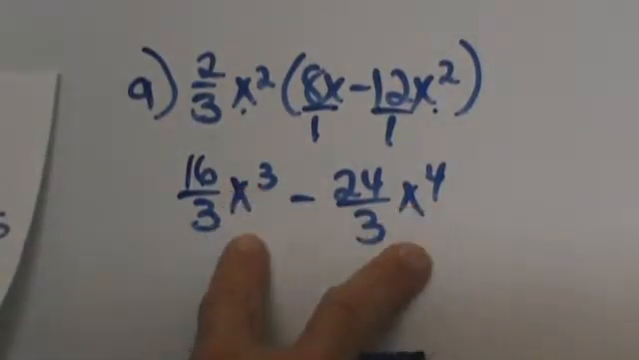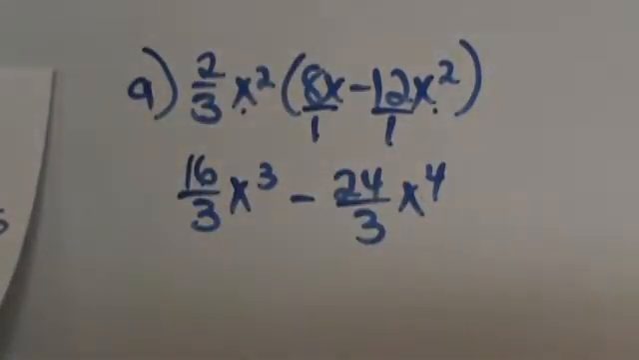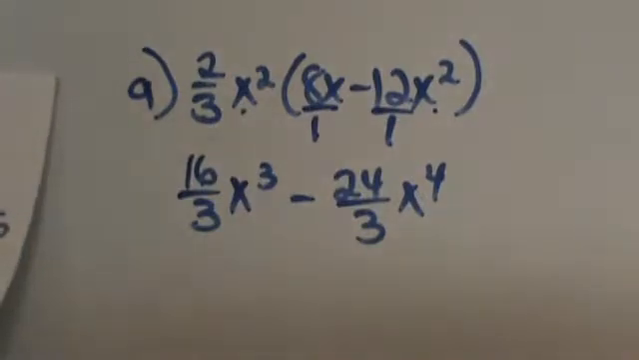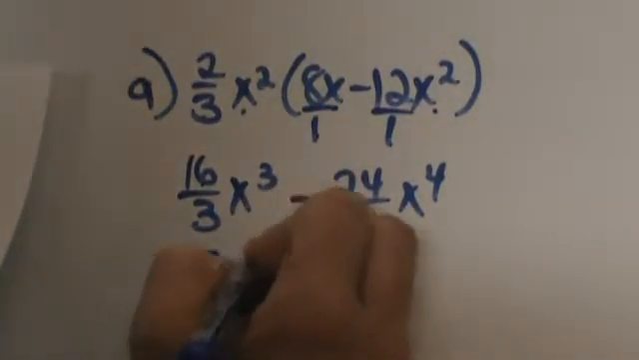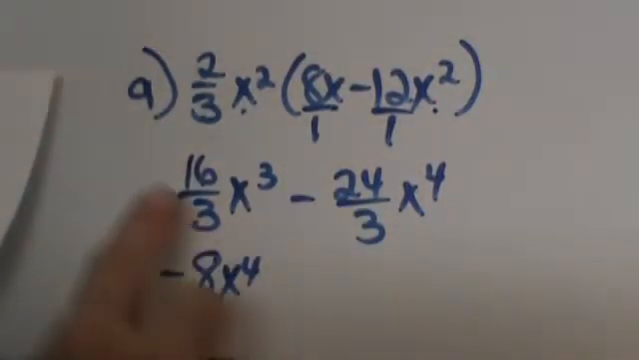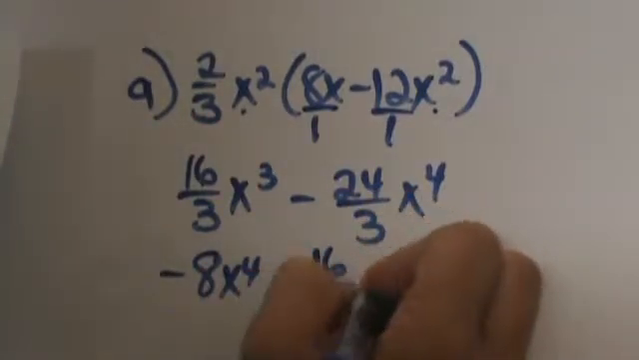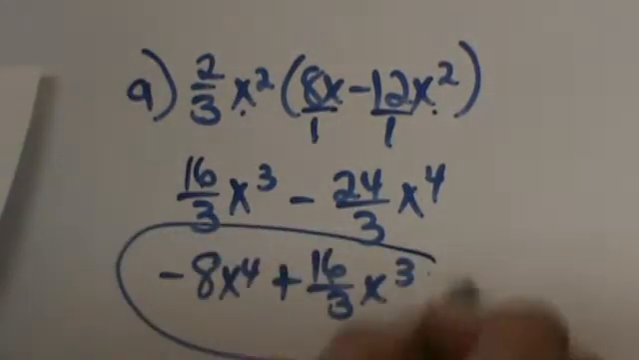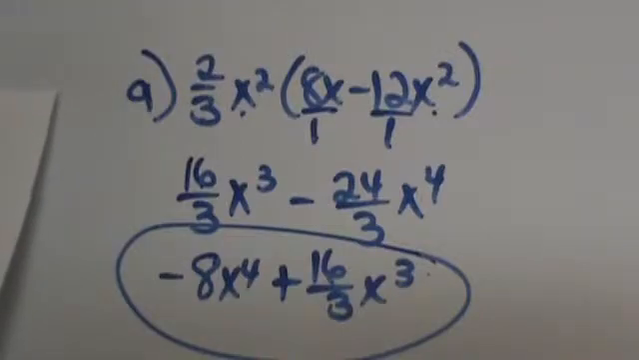Now we need to get it in the correct order. Notice this is a 4th degree, this is a 3rd degree, so I need to switch the orders. The other thing is this one reduces, doesn't it? So let's take it down to simplest form. 24 divided by 3 is just 8x to the 4th. And then it's still negative, so I've got to bring the negative with it. And then I have a positive 16 thirds x cubed. And you just want to leave it as an improper fraction. It's just a little bit easier to deal with. And there you go. So that was number 9.